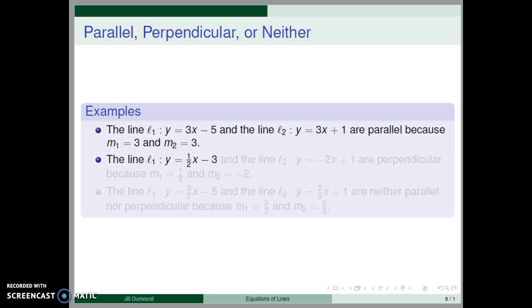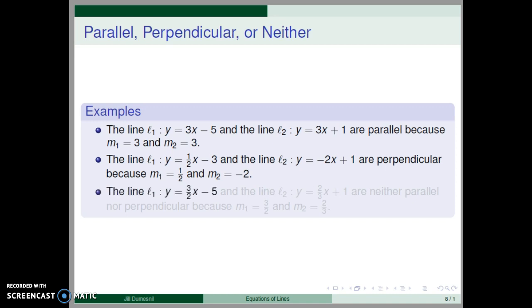The line L1 with equation y equals 1/2 x minus 5 and the line L2 with equation y equals minus 2x plus 1 are perpendicular because m1 is 1 over 2 and m2 equals negative 2, and these slopes are opposite reciprocals.